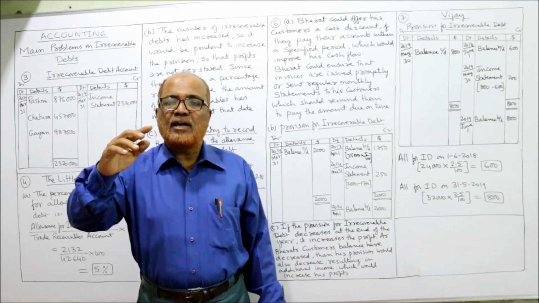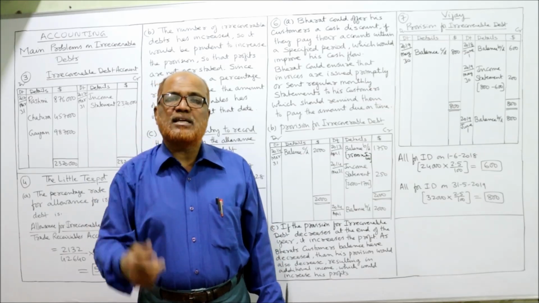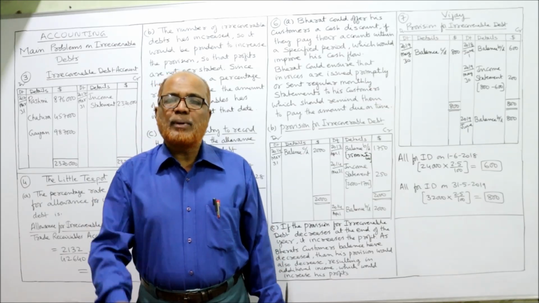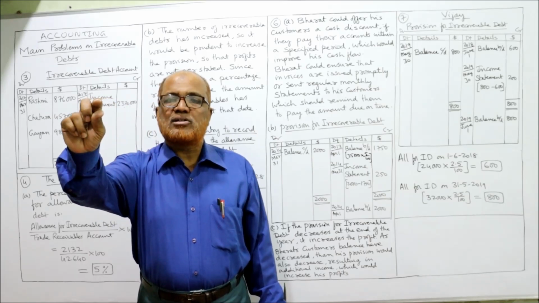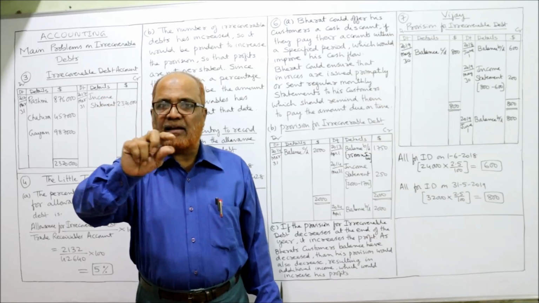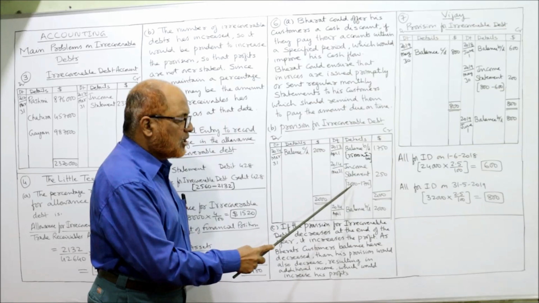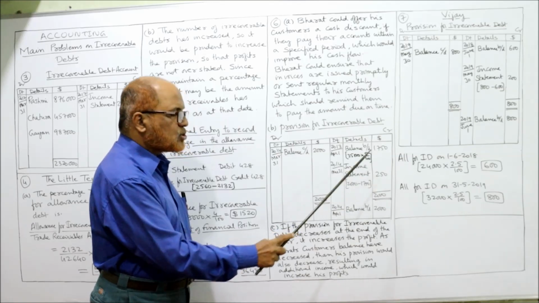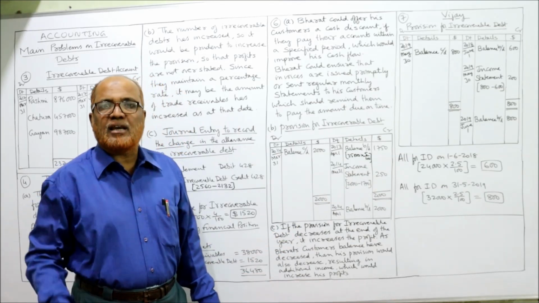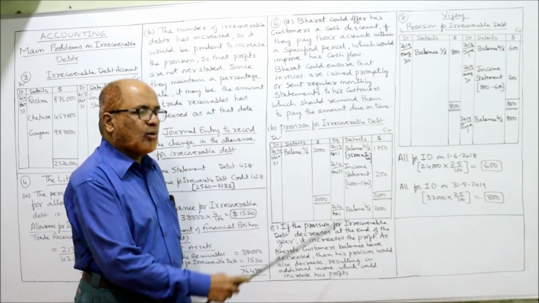That means at the end of the year it has increased by 250. So the entry will be income statement debit, allowance credit 250. On the allowance credit side, income statement 2,000 minus 1,750 is 250. The 250 is the increase that will be taken on the credit side. Last date, 31st March 2014.